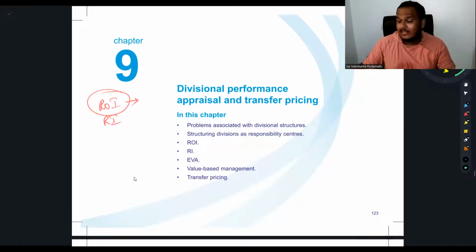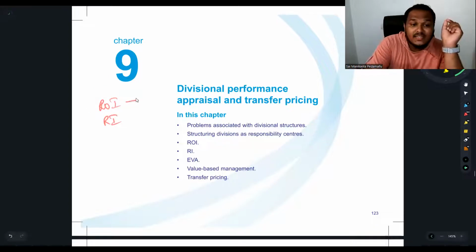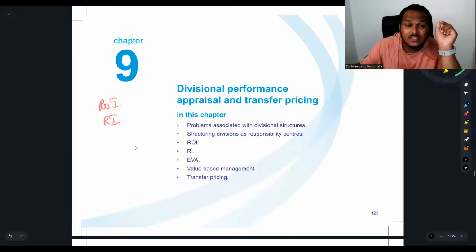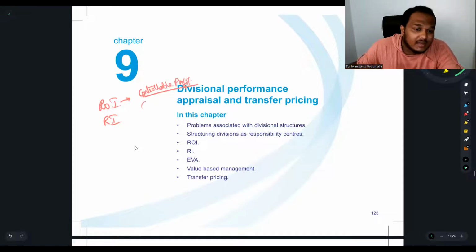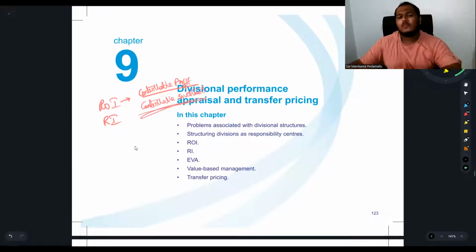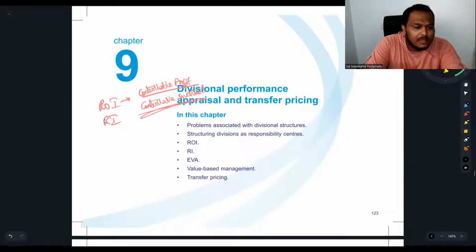Please understand one thing here. When you do the return on investment calculation, it is only controllable profit. Controllable profit of the division divided by controllable investment in the division. So what do you mean by controllable profit? What do you mean by controllable investment?